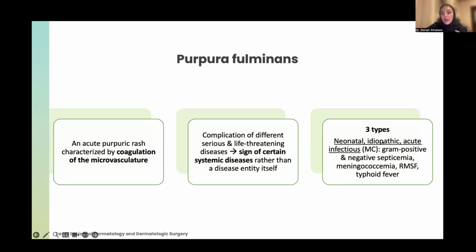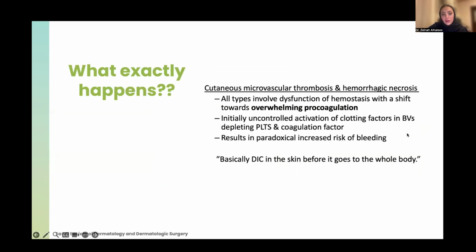So we actually have three different types. We have the neonatal, we have the idiopathic, and then we have the acute infectious one, which is the most common one that we see in hospitalized patients. Often it's gram-positive and negative septicemia. But you can also have meningococcemia, Rocky Mountain spotted fever, quite rare in the region, and typhoid fever.